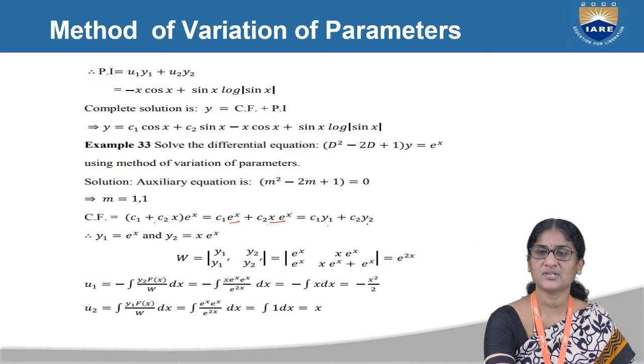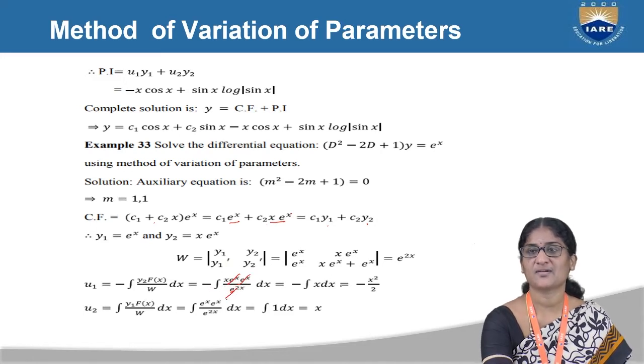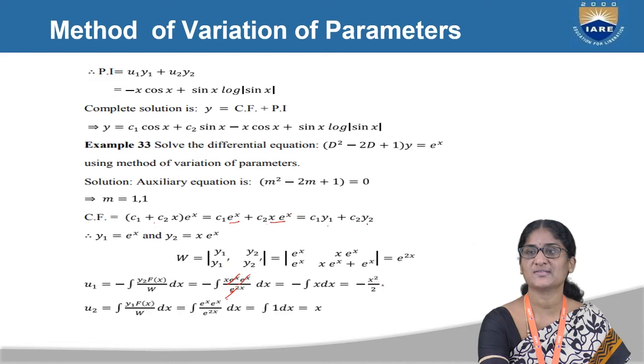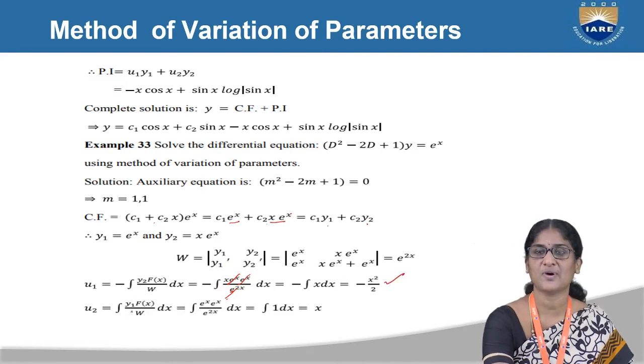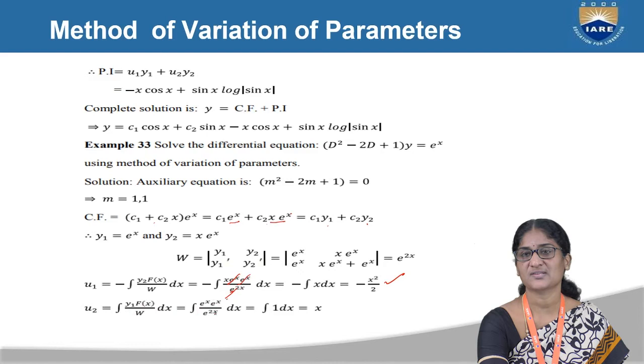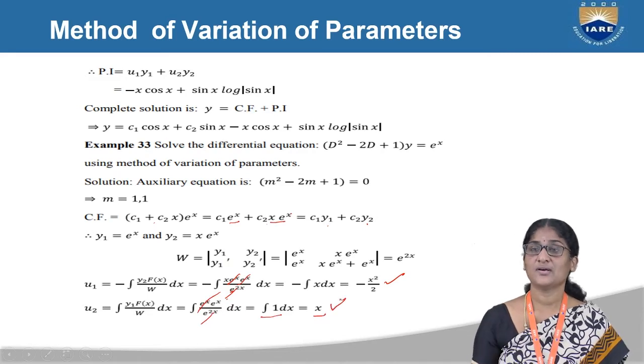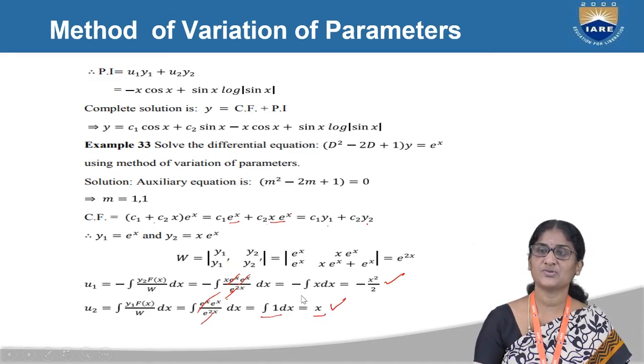You just substitute all these values: x into e power x into e power x by e power 2x. So e power 2x by e power 2x, both will get cancelled here. We are left with minus integral of x, and minus integral of x is nothing but minus x square by 2. That's how you get the value of u1. And u2 is equal to integral of y1 into f of x by w into dx, which is e power x into e power x by e power 2x. Here also all will get cancelled, and integral of 1 is nothing but x. So two values are ready with me, that is u1 and u2.